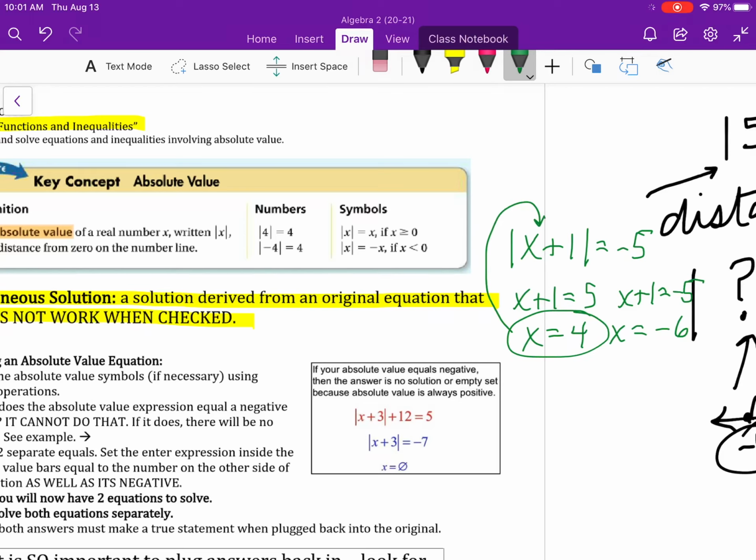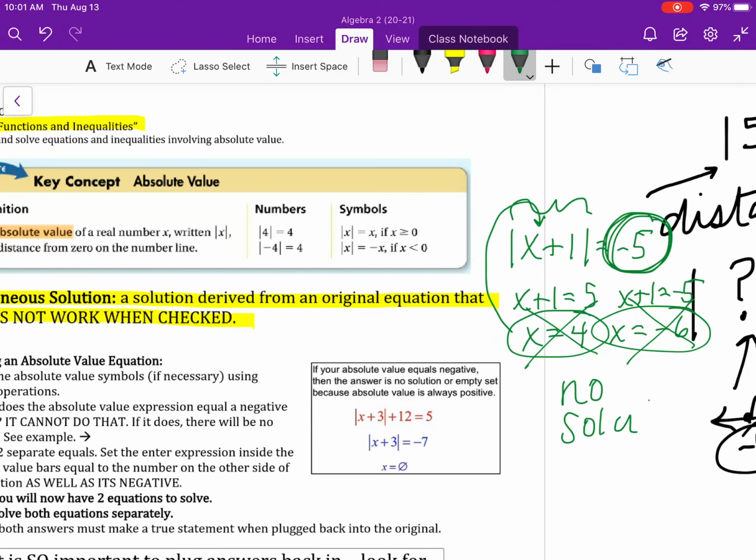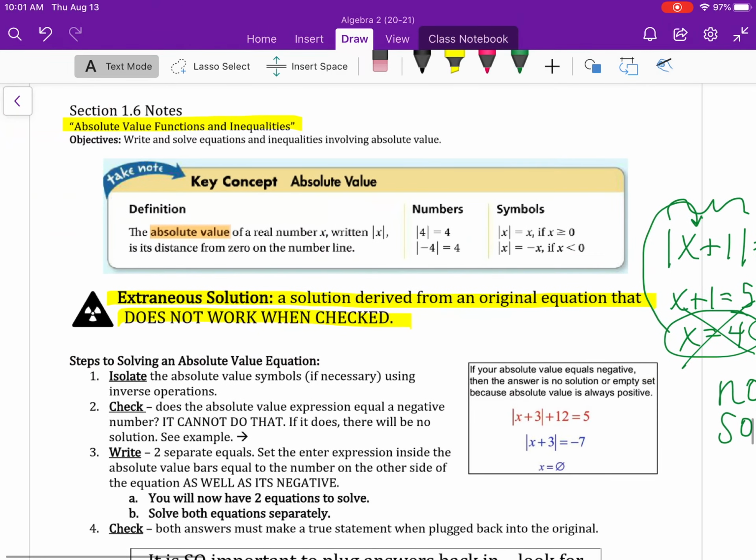Well, when I plug in 4 here, the absolute value of 4 plus 1 should be negative 5. Uh-oh, that doesn't work. What about negative 6? Negative 6 plus 1 is negative 5, and the absolute value of negative 5 is positive 5, so that doesn't work either. So you have to be really careful. If you get an absolute value equals a negative number, there's going to be no solution.